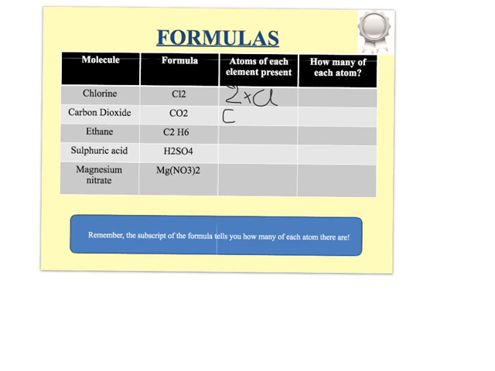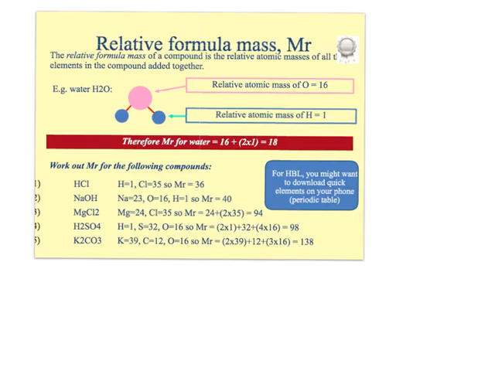Carbon dioxide has carbon and oxygen types of element in it. It's got 1 times carbon, 2 times oxygen. Ethane has carbon and hydrogen. It's 2 times carbon, 6 times hydrogen. I'm hoping this seems pretty straightforward now. I'm hoping that you are familiar with the idea that the little numbers tell you how many of each type of element are present in that formula. Now we're going to use that to calculate the relative formula mass.